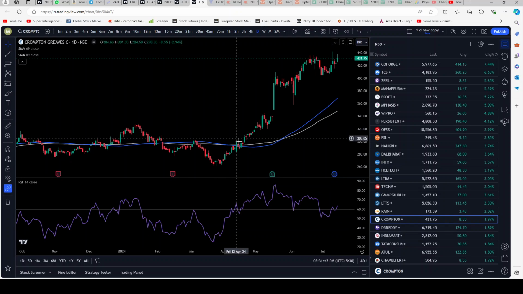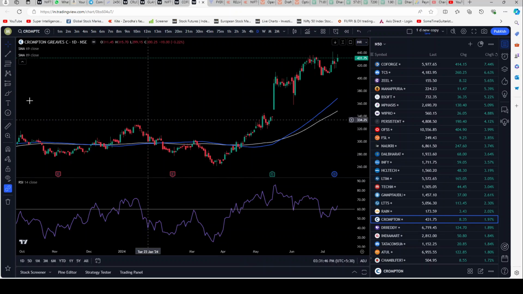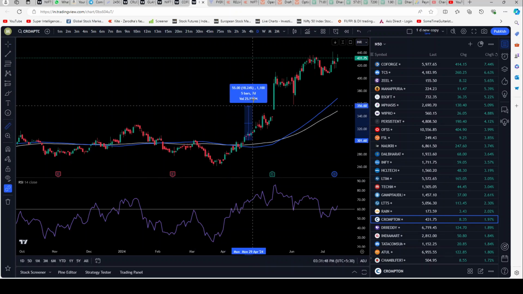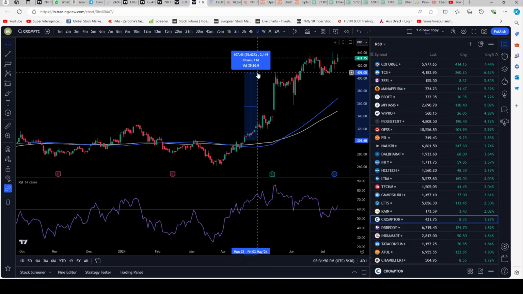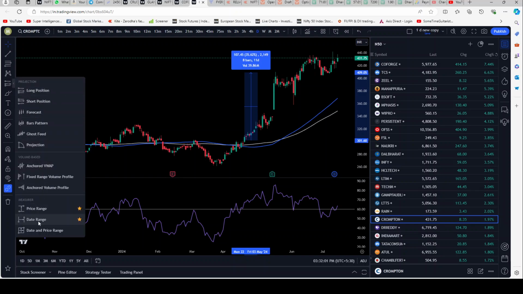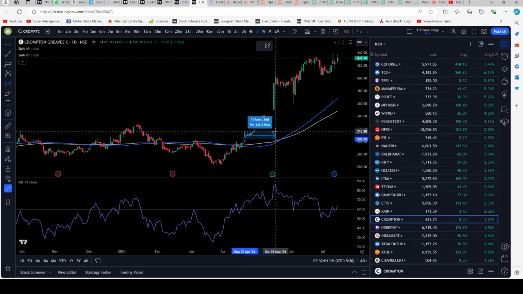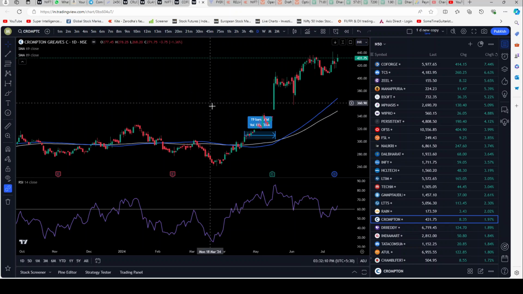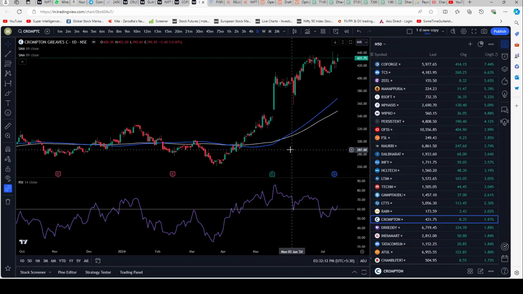See, Crompton over here breaks out, goes above 69.89. From year to year, it was at 296 rupees and went to 107 rupees on a, more than 20% return. How many days did it take? Let me just calculate. Where is the date range? Okay, so from year to year, how many days? 19 days. That's it. In 19 days, it gave a 20% return. Isn't that simply beautiful?